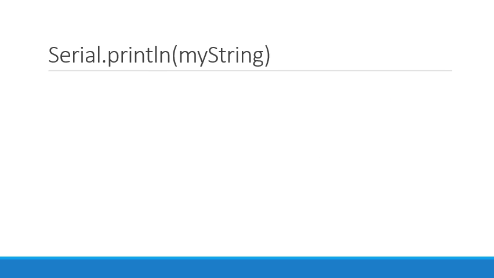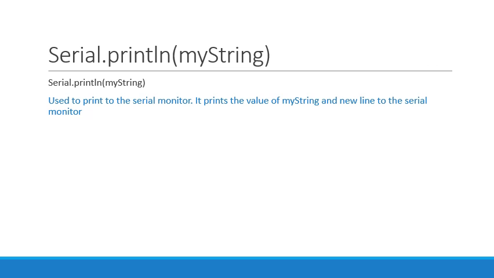The next one is the Serial.println. Serial.println(myString). What this does is that it adds a new line after myString. So basically it is used the same way. It is used to print to the serial monitor, and it prints the value of myString and then adds a new line to the serial monitor. Basically, it is like when you are typing in Microsoft Word. When you type I am a boy and you want to go to the next line, you press enter, right? So that enter is a new line. That's what it does.